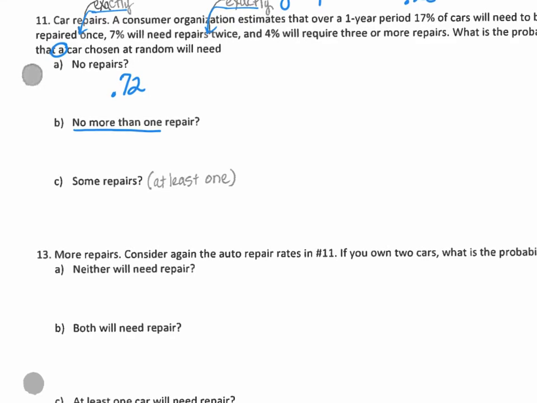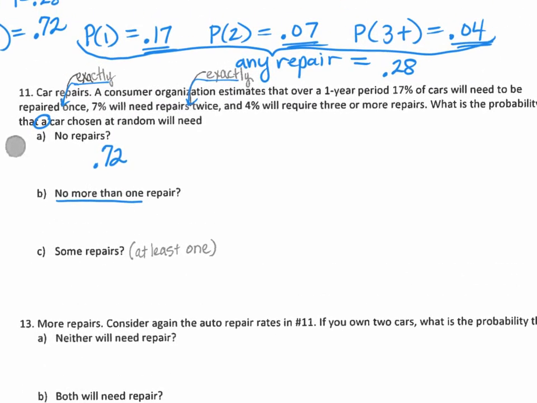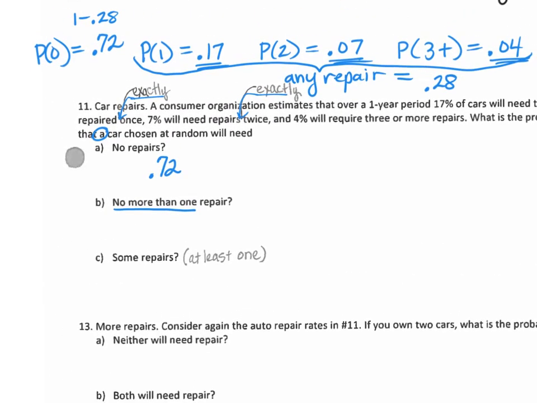So on this one, no more than one. Man, these always mess up my brain. I don't want more than 1. So I don't want 2, and I don't want the 3 plus. I want no repairs and 1 repair. Okay, good. Those are good. So that means I need to add together the 0.72 plus the 0.17, and that equals 0.89.